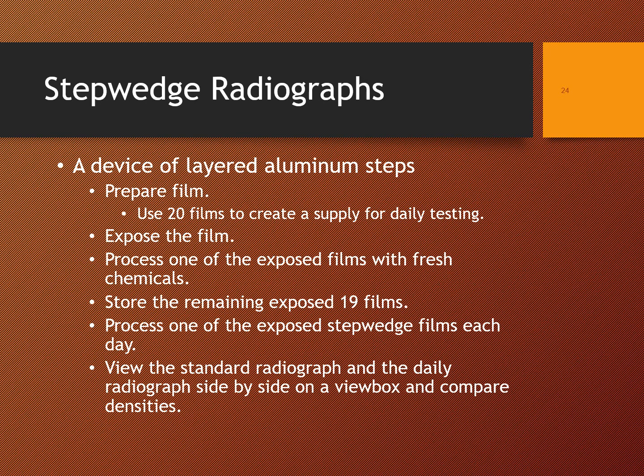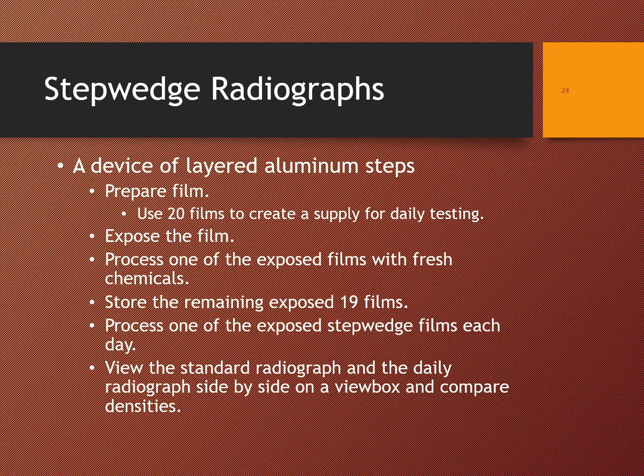You would expose the film, process one of the exposed films with fresh chemicals. You would store the remaining exposed 19 films. You would process one of the exposed stepwedge films every day. I know that sounds crazy, but you do that because every day you want to make sure that your solutions are at the right temperature and that they're at the right intensity. And so if you do them all at one time, obviously you're going to get all at the same intensity.